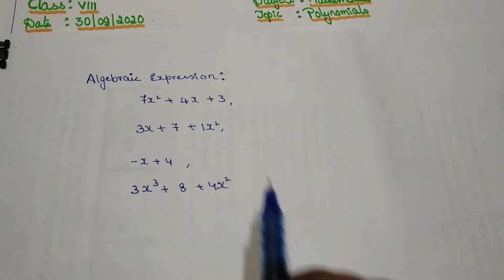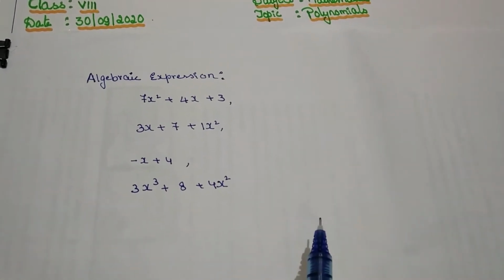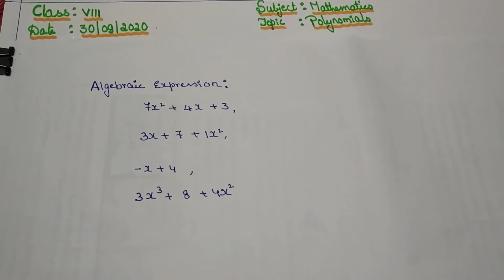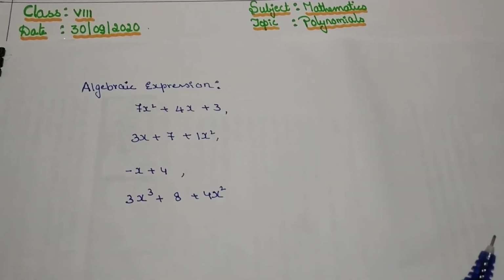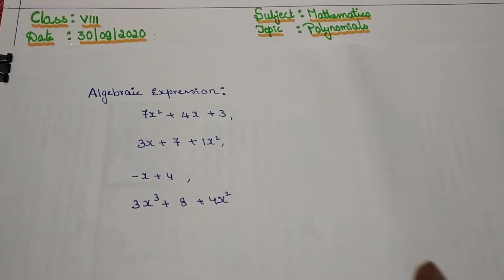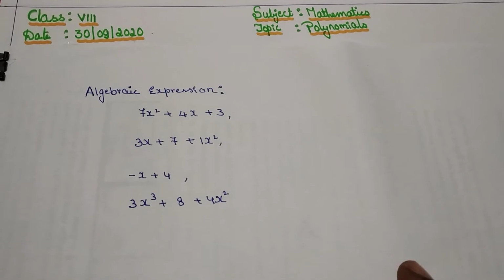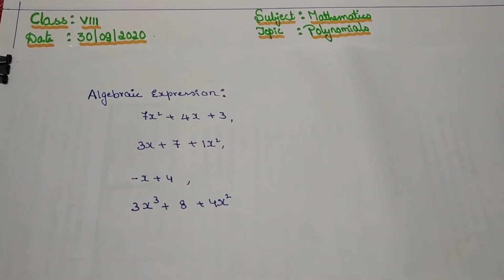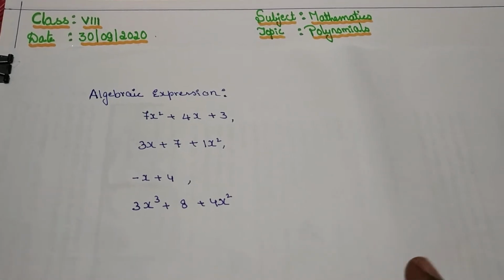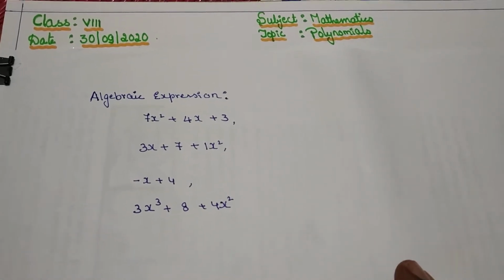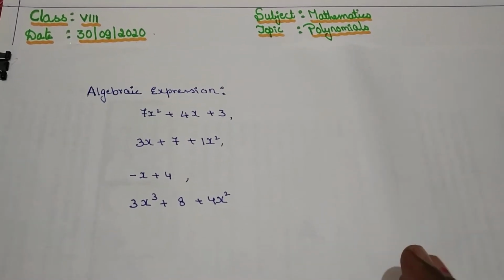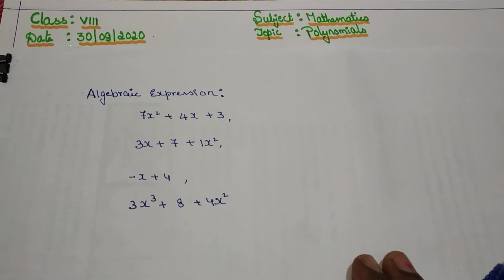We have also studied the types of algebraic expressions, that is monomial, binomial, trinomial. What is a monomial? An expression consisting of one term is said to be a monomial. A binomial is an expression consisting of two terms. And a trinomial is an expression consisting of three terms, that too of unlike terms. So all these we have studied in the earlier class.